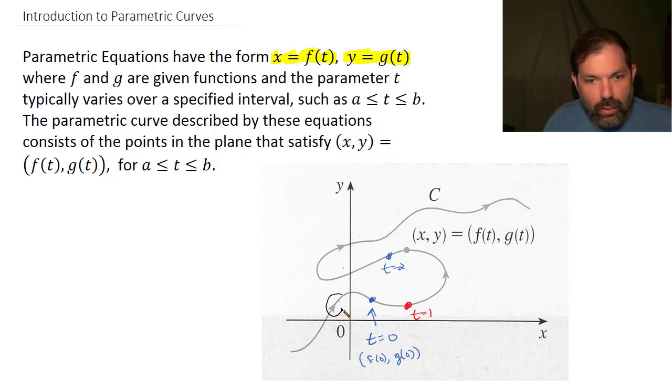Now, one thing that's important is that parametric curves have a direction, and so this is often shown by putting arrows along the curve. So these little arrows are showing the direction of the curve, and the direction is always in the positive direction of the t parameter. So we have t moving along from negative to positive, from lesser to greater, and the curve moves in that direction.